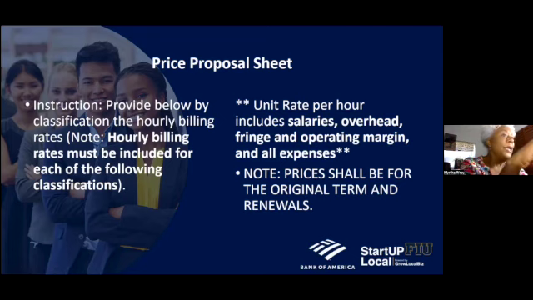So usually, let's do this and then I'll go back to what I'm saying. Those prices shall be the original term and renewals. Why did I put this here? A lot of these contracts, sometimes you would see them to be a 1 year term with 2 years optional or 3 years optional. And you get excited. Oh my God, this one contract can turn into a 3-year or 5-year contract.